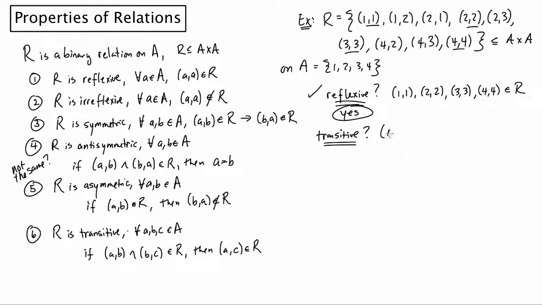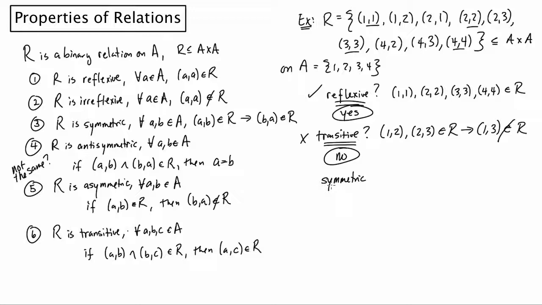If you look at the pair (1, 2) and (2, 3), (1, 2) and (2, 3) are both elements of R, and if R is going to be transitive, then this must imply that (1, 3) is an element of R. But if you look, (1, 3) is nowhere in the set R, so (1, 3) is not an element of R, so this is not transitive. We lose transitivity. Next up, I want to look at symmetry.